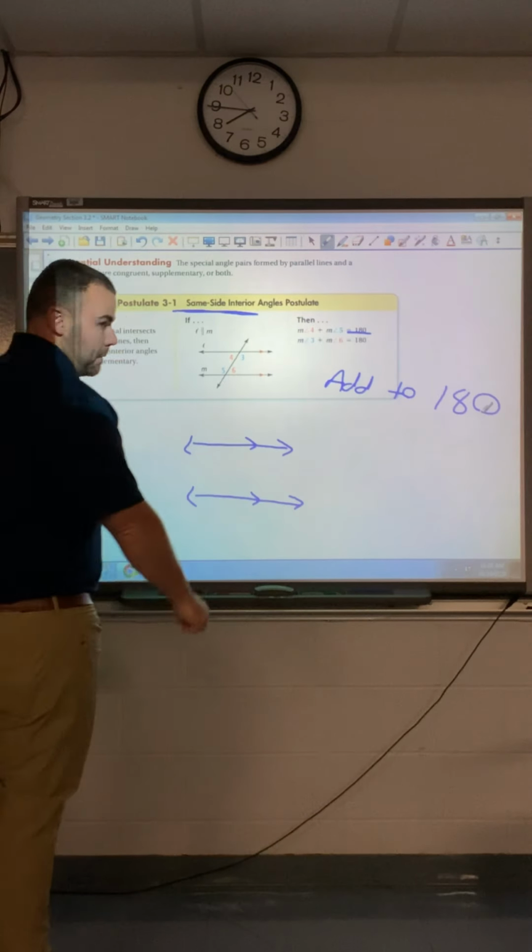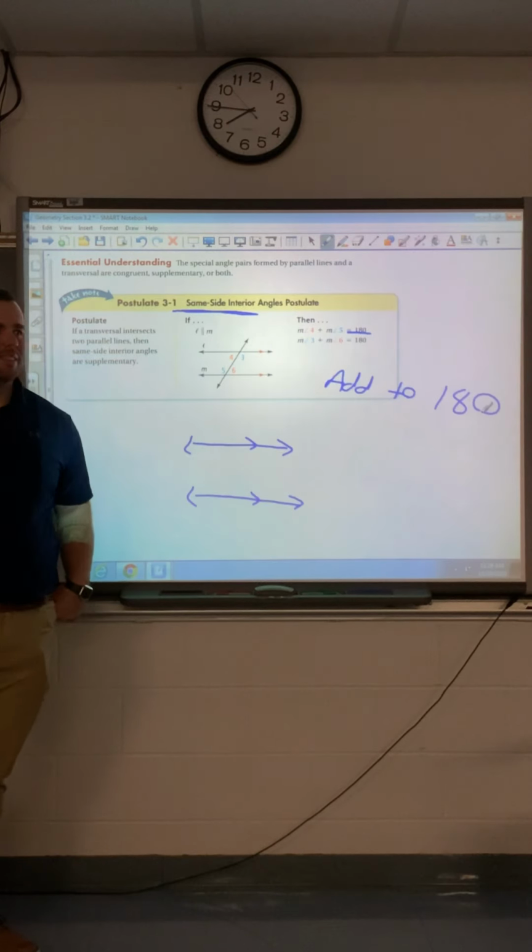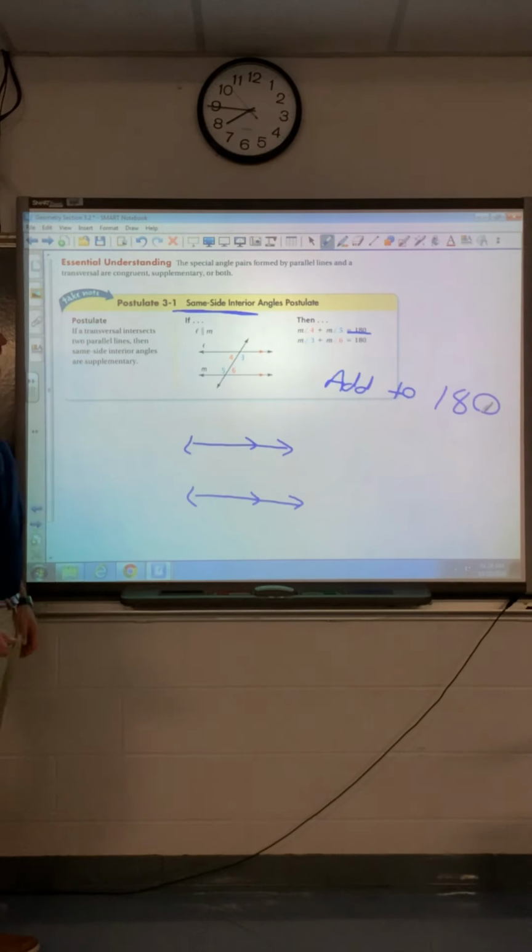Supplementary. Yeah, they're supplementary angles. S comes after C. That's how you remember: complementary is 90, and C comes before S, just like 90 comes before 180. Everybody knows how your brain works down there. Oh, wow, it works.